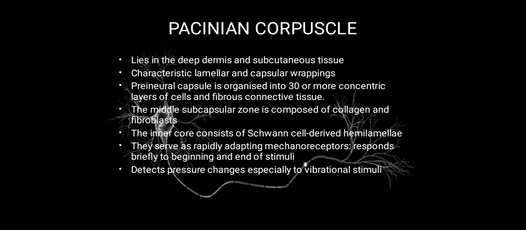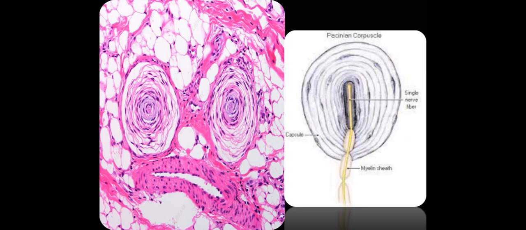Pacinian corpuscles lie in the deep dermis and subcutaneous tissue. They have characteristic lamellar and capsular wrappings. The perineural capsule is organized into 30 or more concentric layers of cells and fibrous connective tissue. The middle subcapsular zone is composed of collagen and fibroblasts. The inner core consists of Schwann cell mediated hemilamellae. They serve as rapidly adapting mechanoreceptors, responding briefly to the beginning and end of stimuli, and detect pressure changes, especially vibrational stimuli.